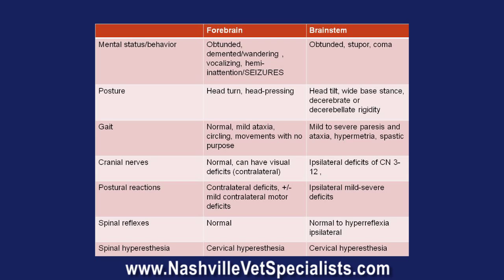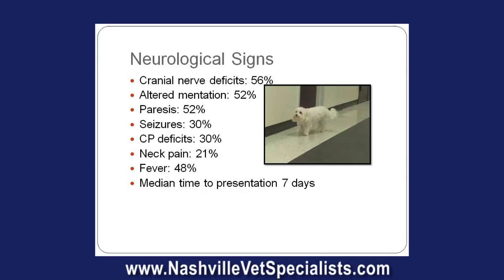So the presenting signs for dogs with inflammatory disease are pretty variable. A lot of the inflammatory diseases that affect the brain like to affect the brain stem, so that's where you're going to see your cranial nerve deficits. Altered mentation you can see with both a forebrain or a brainstem lesion. Paresis, like I said, is mainly going to be seen with a brainstem lesion. Seizures, if you've got forebrain involvement.